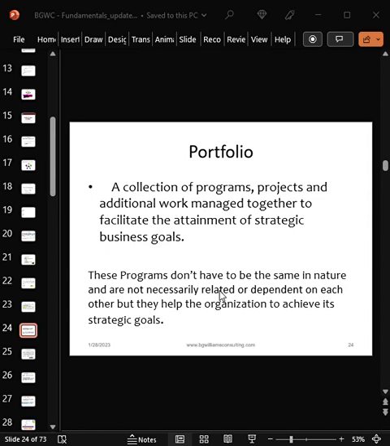Did you get that trick, please? Hello, are you there? All right. So take note of that. A portfolio is a collection of different programs or projects that we embarked upon that are not related. While in the case of a program, those different projects are related. But in the case of a portfolio, they are not related.